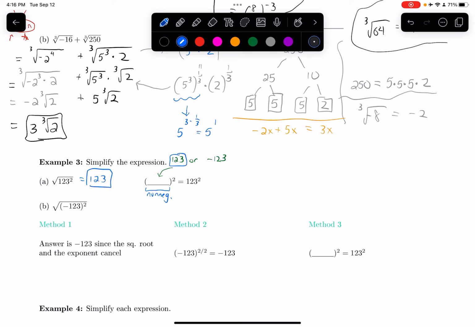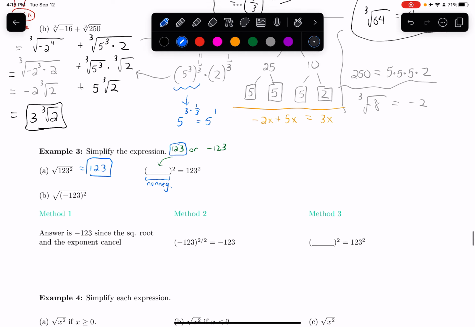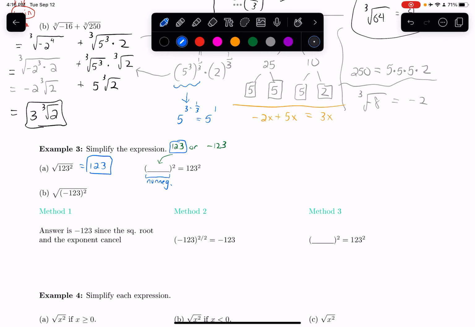Okay, let's look at part B. I got a very similar looking thing. I got a square root, and inside of it, I got negative 123 this time being squared. I'm going to do this in 3 ways. It'll turn out a couple of these are wrong, and I'm going to do them because I want to point out some very common mistakes that I see people make with problems like this, and they're worth being explicit about.